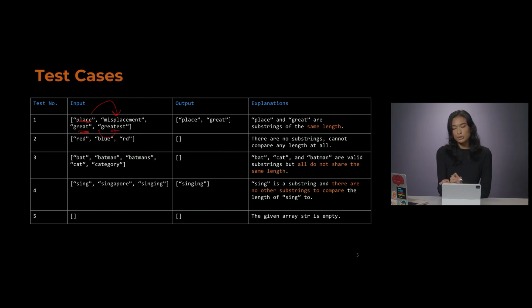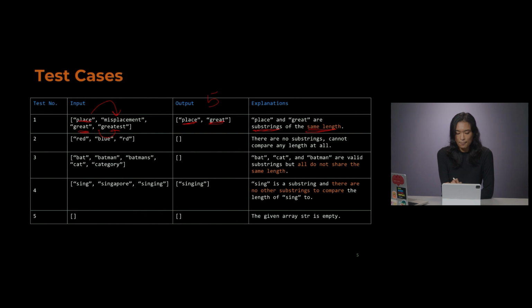So although these substrings are matched as substrings within our array, we do need to check the length. And notice that the length of both substrings, place and great, are 5 characters. So 1, 2, 3, 4, 5 for place, and the same for great. And because of that, we have 2 substrings of the same length, and that's why our output is that.